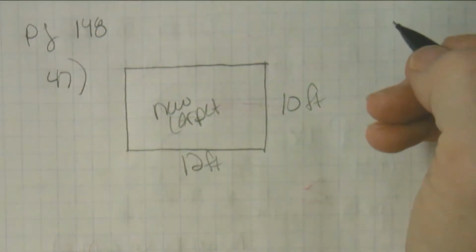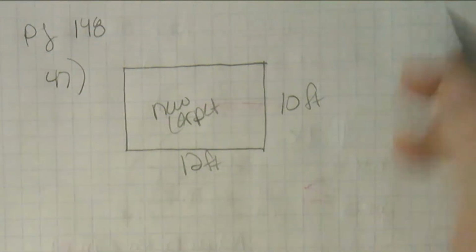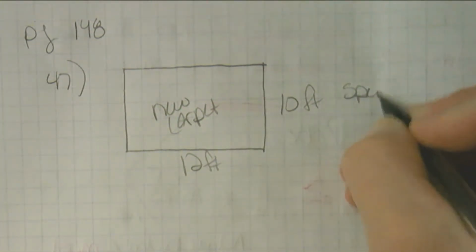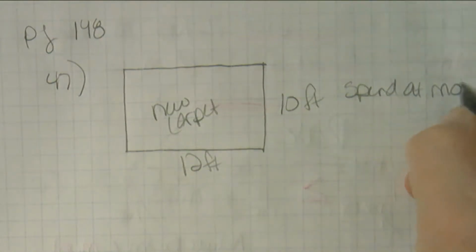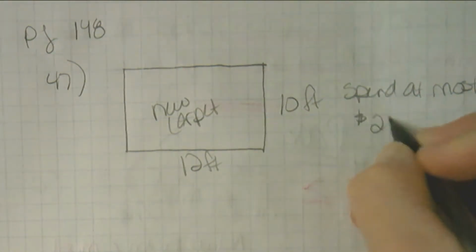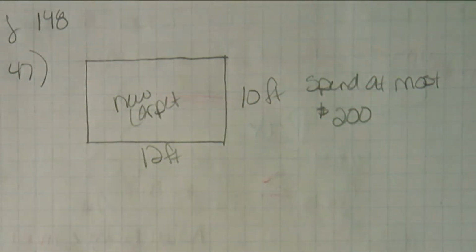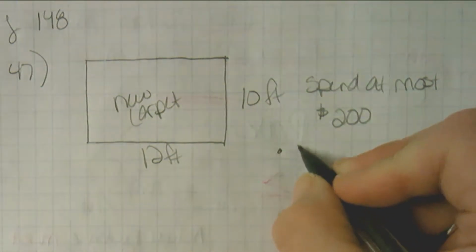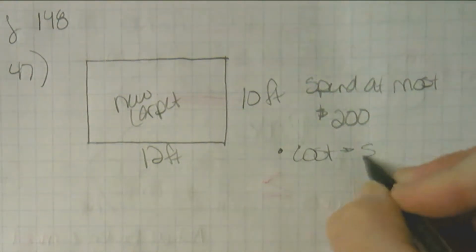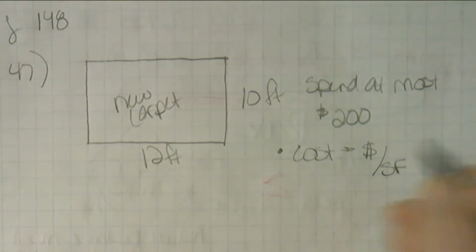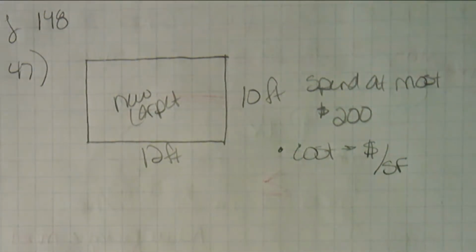Okay. They want to spend at most $200. Okay. At the flooring store, carpeting is sold by the square foot. All right. So our cost is going to be dollars per square foot. So what does that mean I'm going to have to probably find for my carpet for my room? I haven't even figured out a game plan, but I'm thinking that I might have to do this.